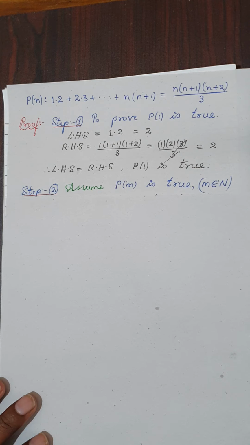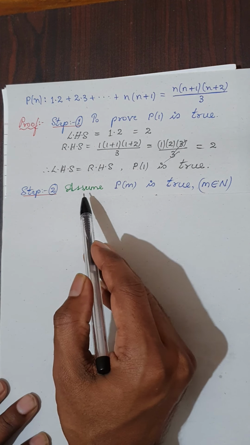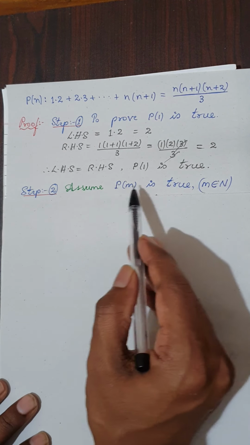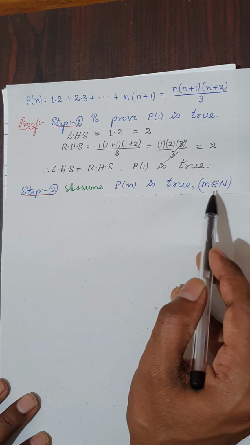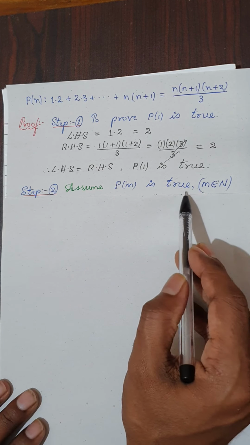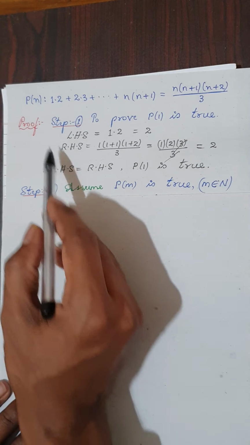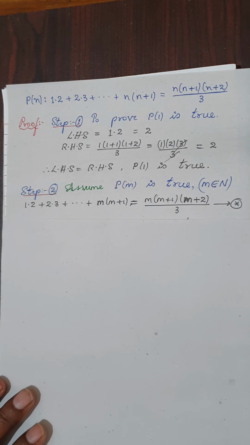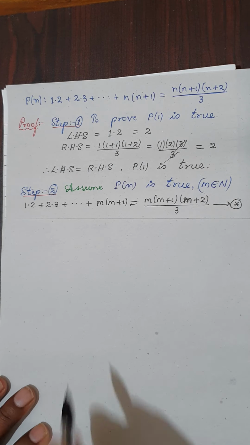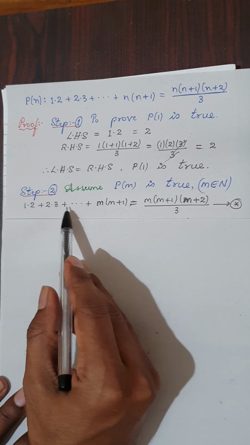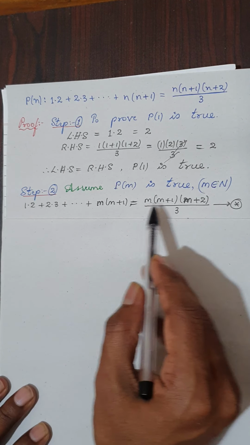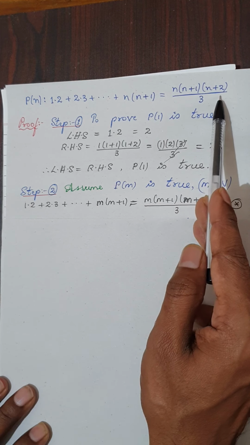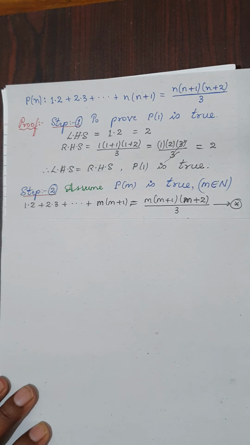Now moving on to the second step, we all know it is the step of assumption. So we assume P of m is true for some m belongs to N. As soon as you see this step, you don't do anything, just replace n by m wherever you have n in the statement. Quite a simple step. 1 into 2 plus 2 into 3 up to m into m plus 1 should give you m into m plus 1 into m plus 2 divided by 3. As you all know, we are just going to replace n by m.